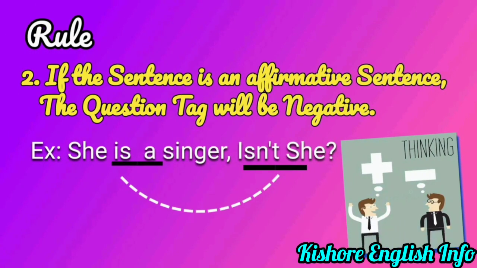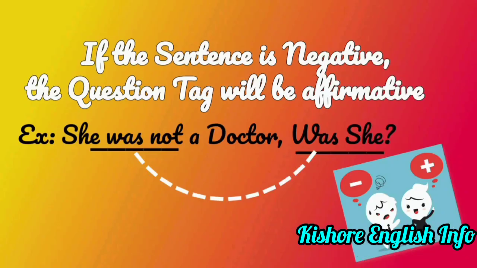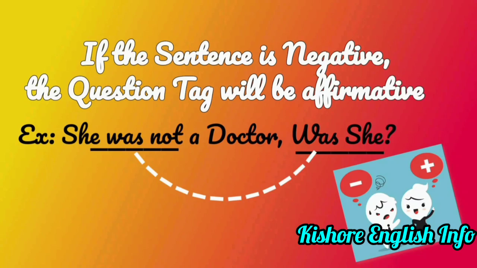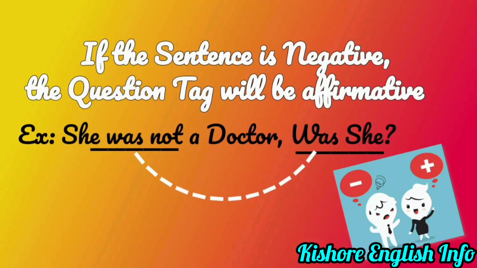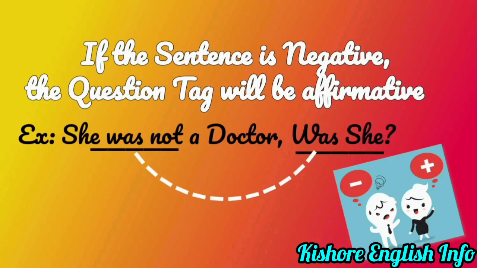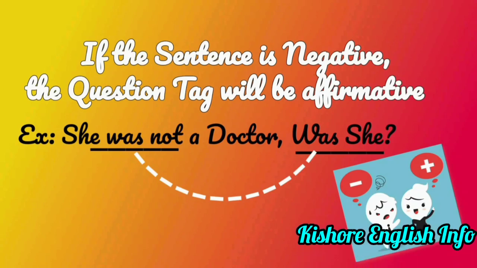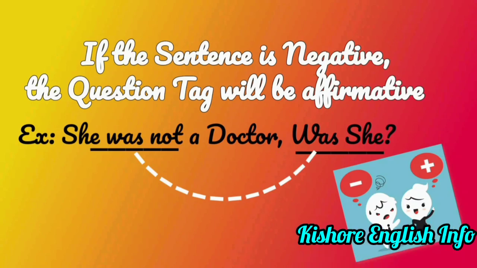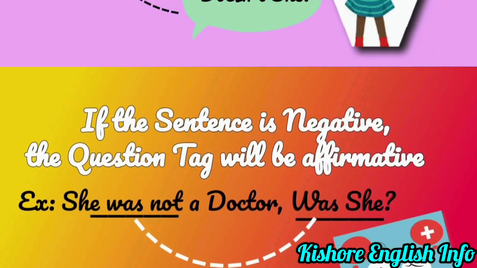And of course, it is also very important that if the sentence is negative, the question tag will be positive or affirmative. She was not a doctor, was she? She was not a doctor is a negative form, and the question tag will be was she, which is a positive form. I mean a positive question tag.